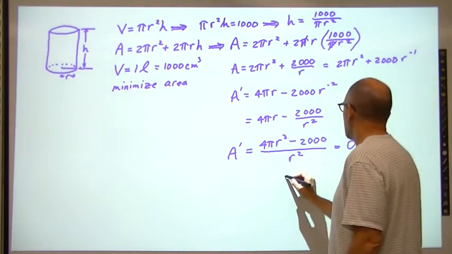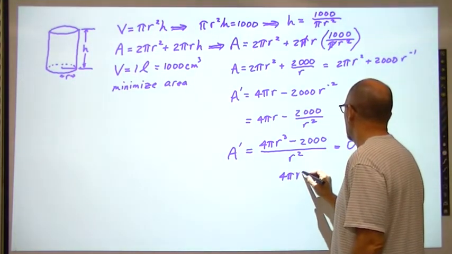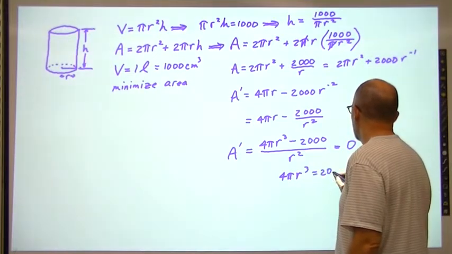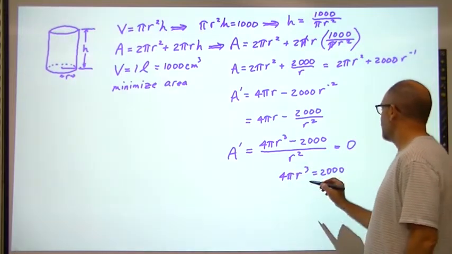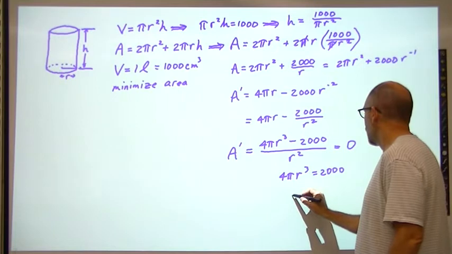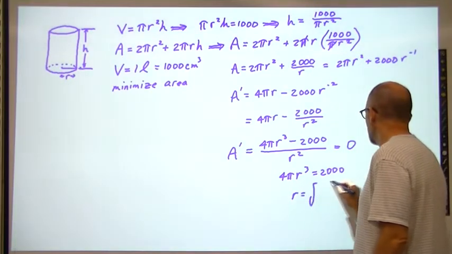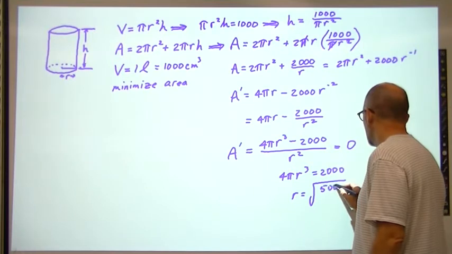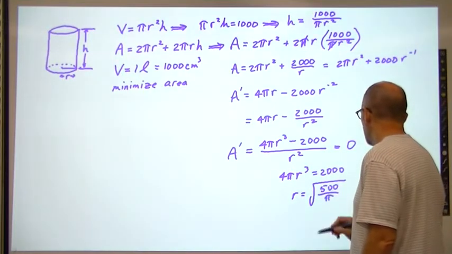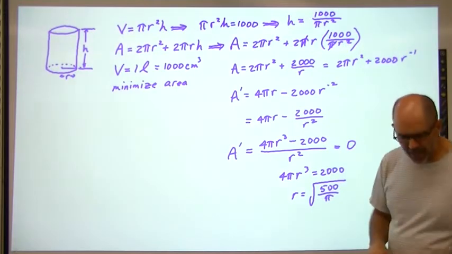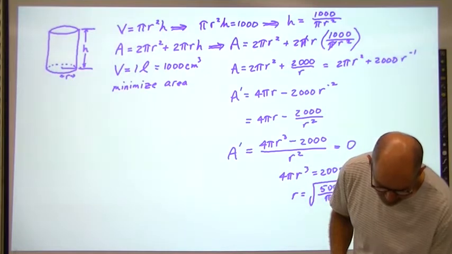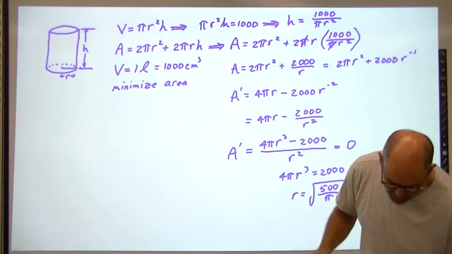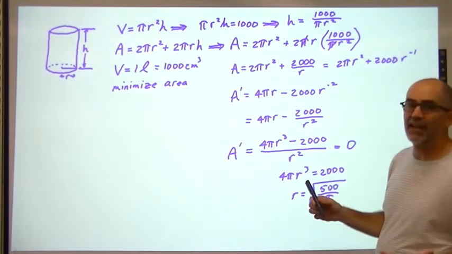So I've got 4 pi r cubed equals 2,000. And I'm trying to get r by itself, so divide by 4, so you have 500. So r is going to be the cube root of 500 over pi. And let's see. They give us a decimal equivalent here. No, they just left it like that. All right, so we'll just leave it like that.